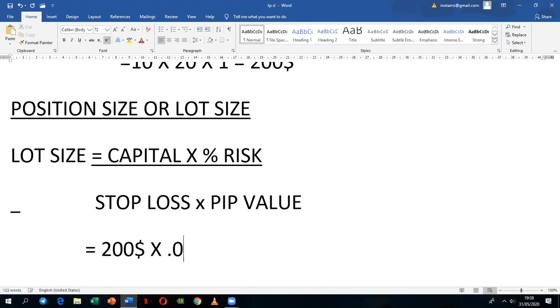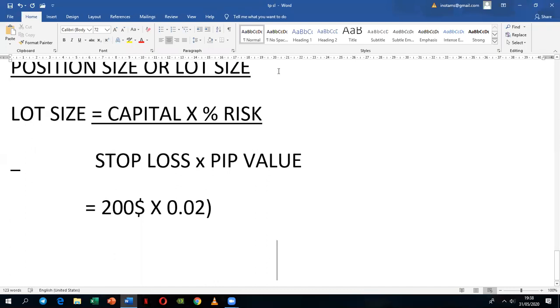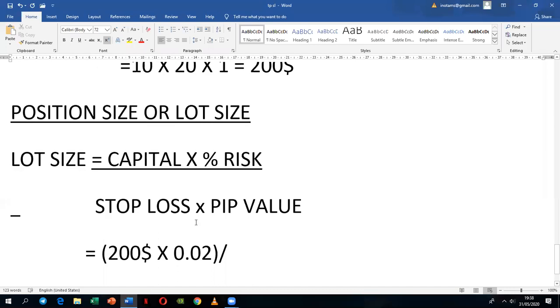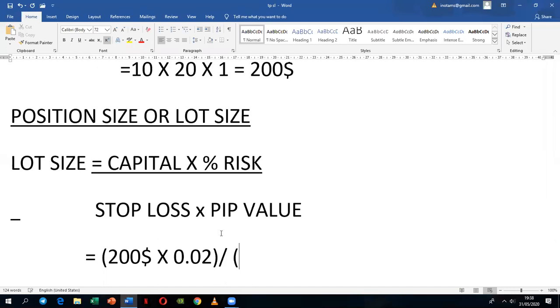0.02. Okay, let me put the 0. Some people may get confused. Divide. So we're here. Divide by 100. So you divide this whole thing by, putting the values very fast.